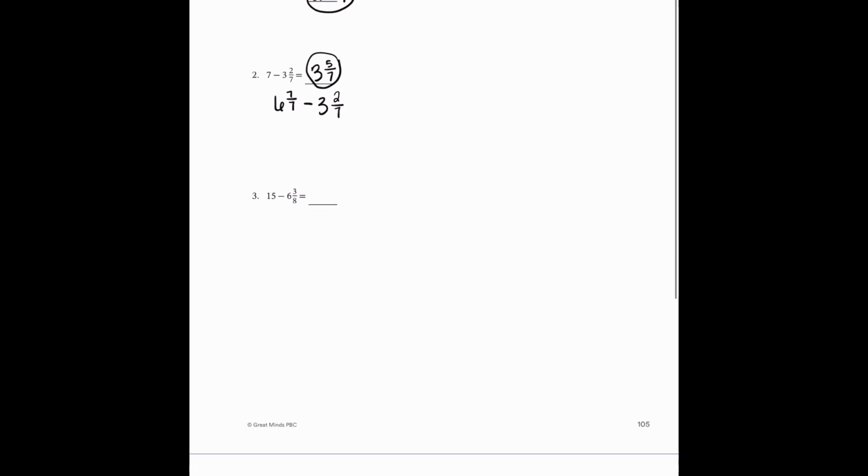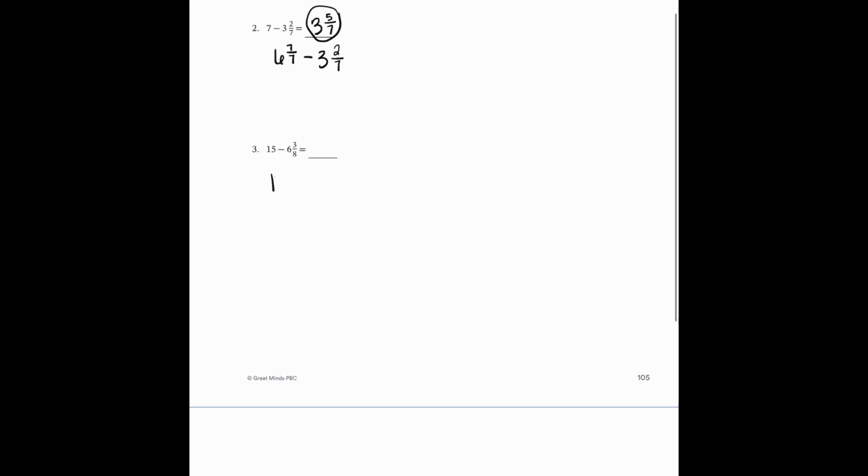Okay, on number 3, again, I'm going to want to decompose this into 14, and I'll do 8/8 because that is my denominator here. So I'll have 14 and 8/8 minus 6 and 3/8. 14 minus 6 is 8. 8/8 minus 3/8 is 5/8. So I will have 8 and 5/8.